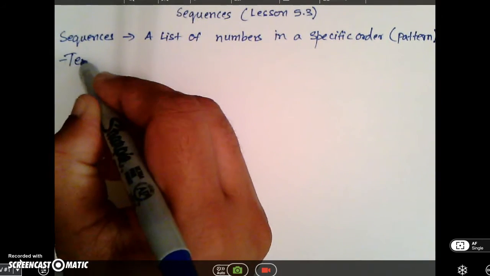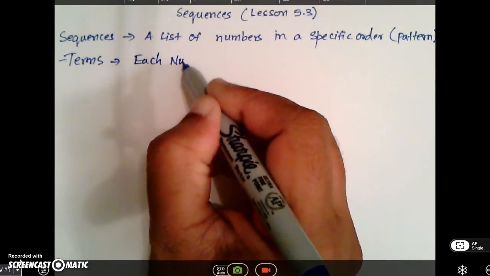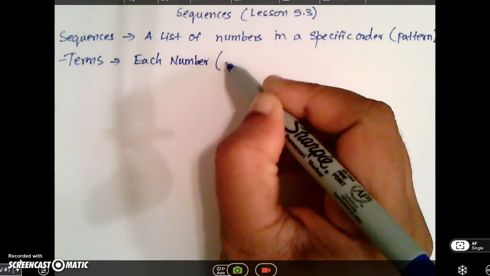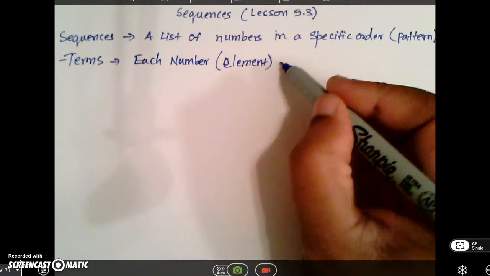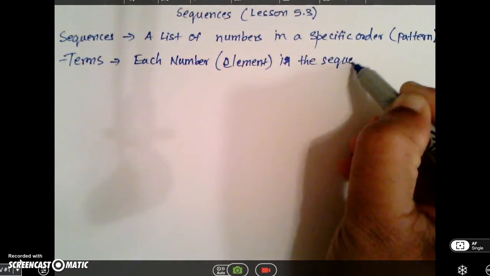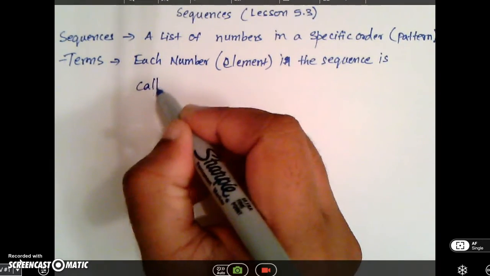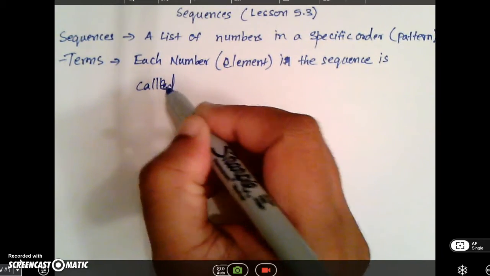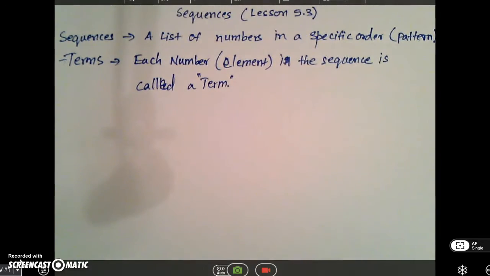The terms. Each number or element, we call them, in the sequence. Each number in the sequence is called a term. So these are a couple of vocabulary words that we came across in lesson 5.3.